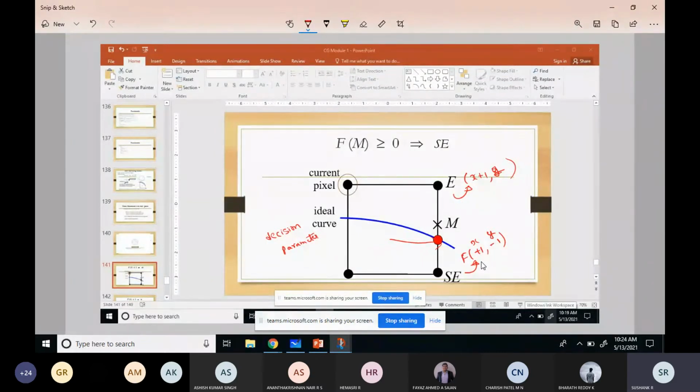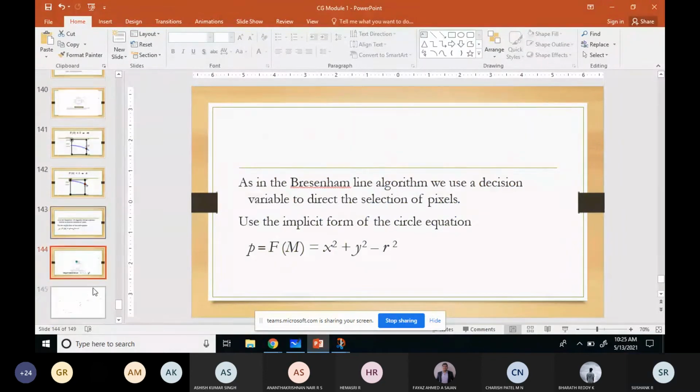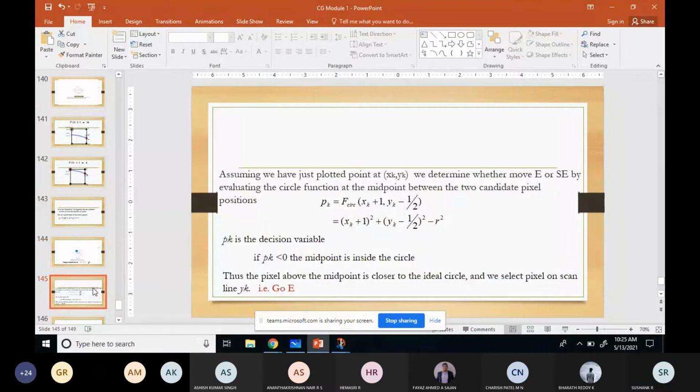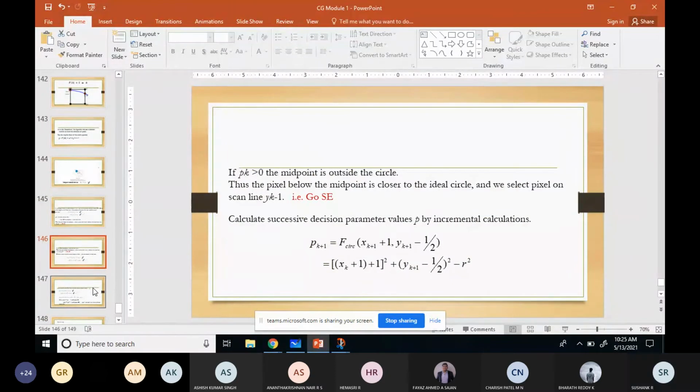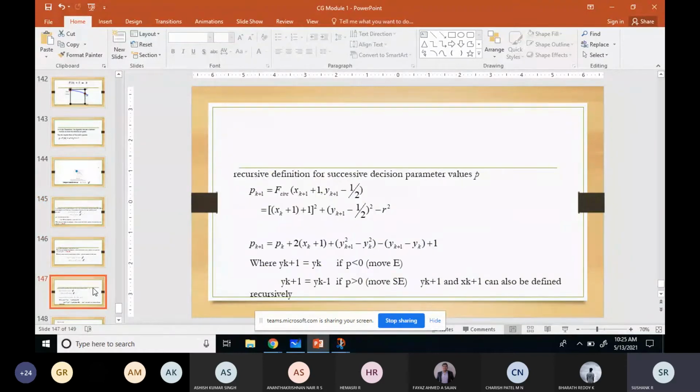So these are some of the points related to this circle generation algorithm. After this we can start with the derivation. So this is all the things which are discussed: the midpoint formula, how do you derive pk, and how do you derive p of k plus 1, with the conditions less than 0, greater than 0. After that, how do you choose yk, and how do you choose y of k plus 1?